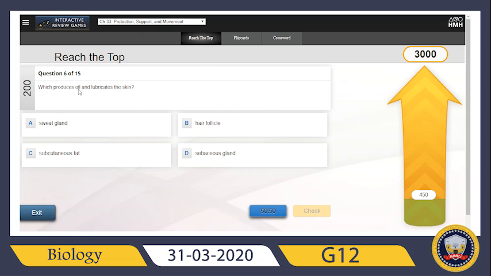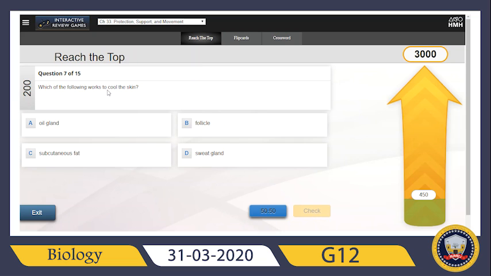Which produces oil and lubricates the skin? Sweat glands, hair follicle, subcutaneous fat, sebaceous glands. What do you think? Let's try sweat glands. It's wrong. Continue.